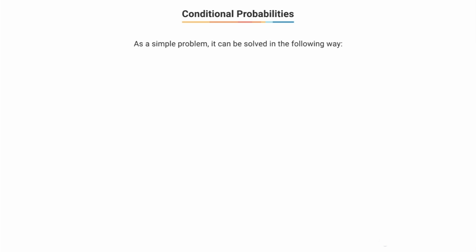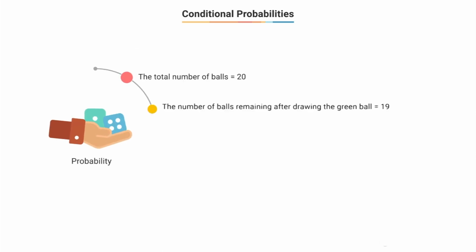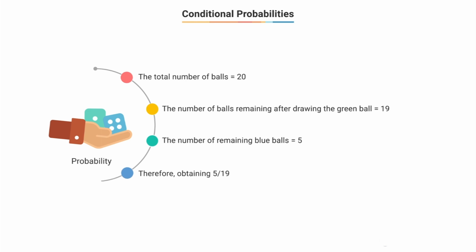If you just try to solve the problem as a simple word problem, you'll get 5 by 19 as the answer, since you know that you already have 19 balls left when you draw a green ball in the first draw, and you have 5 blue balls left in the bin. Well, that was easy, wasn't it?